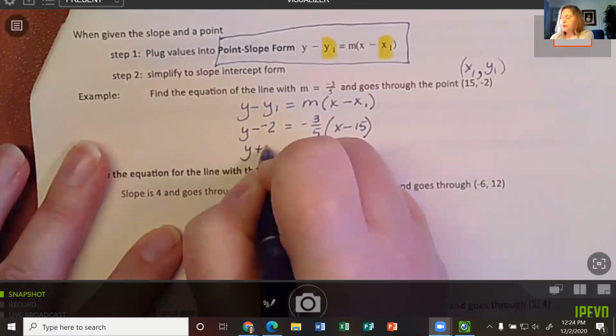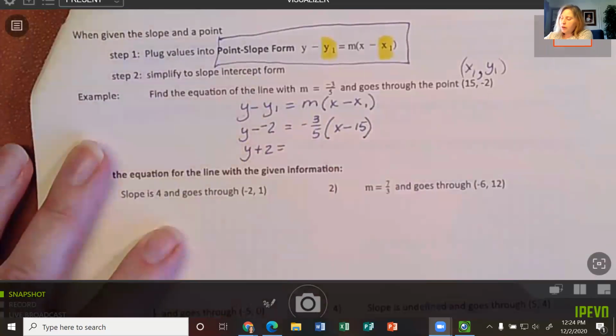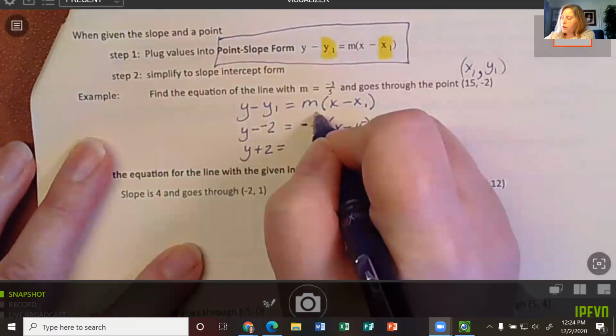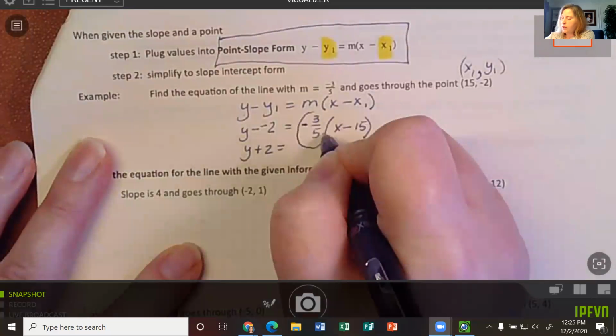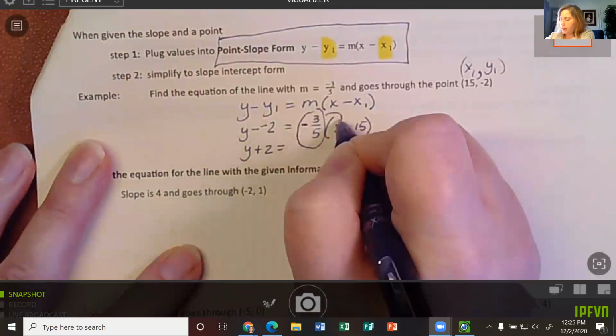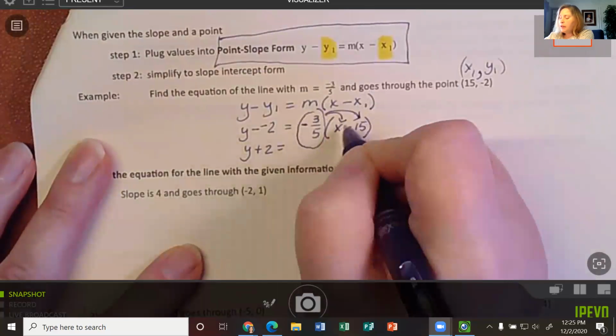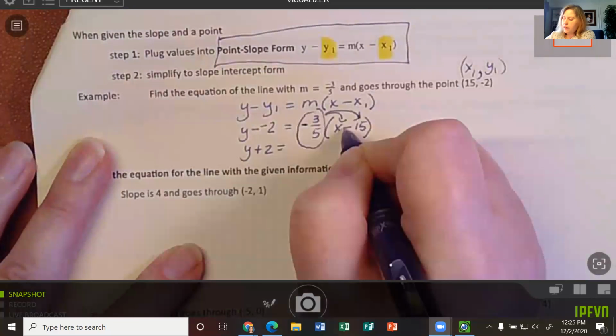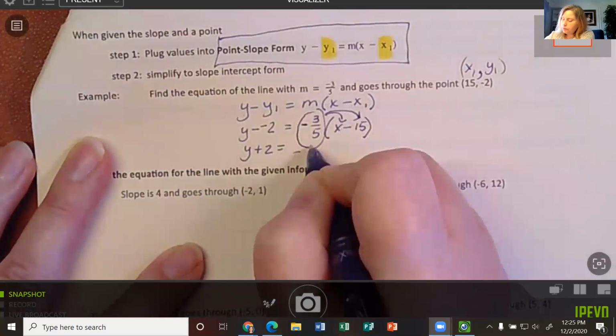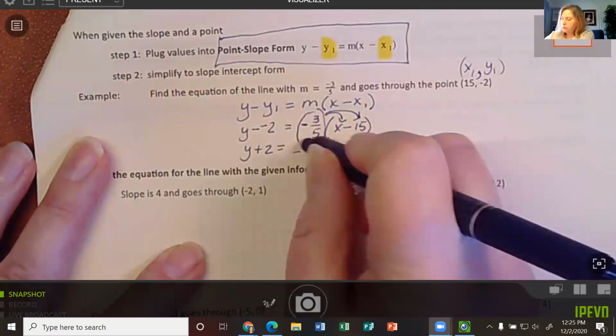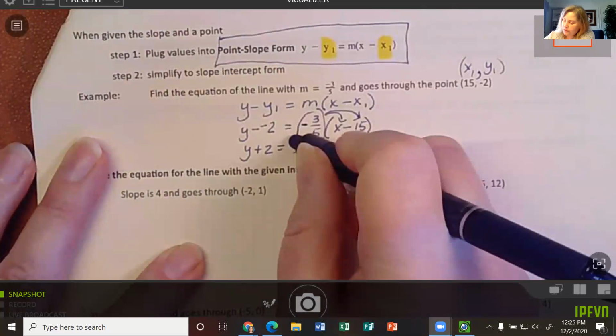Bring down the equals. And then we need to distribute. And when we distribute, we need to remember to distribute the negative sign with the 3/5. So if you are somebody who forgets to distribute the negative, you might like to circle it and draw those arrows. Negative 3/5 times x is negative 3/5 x.